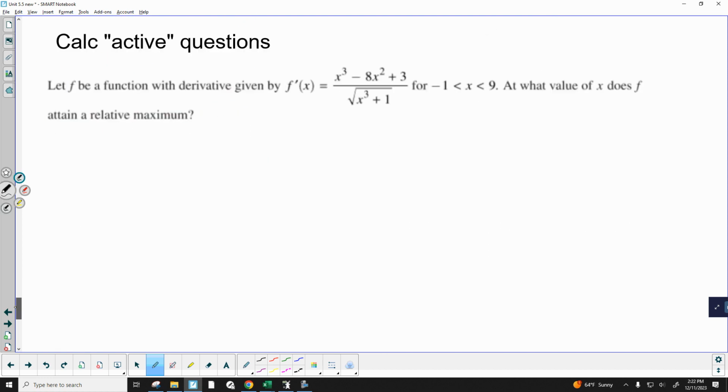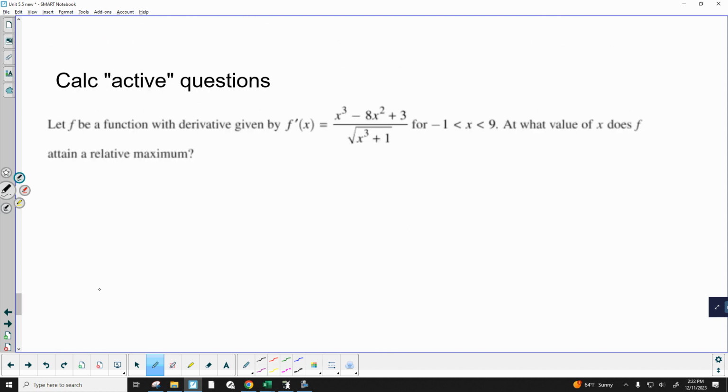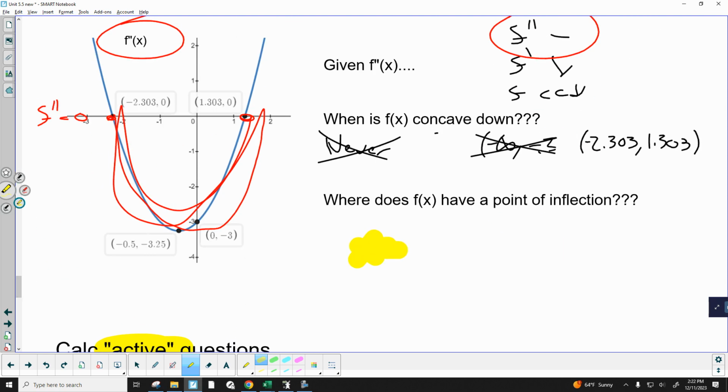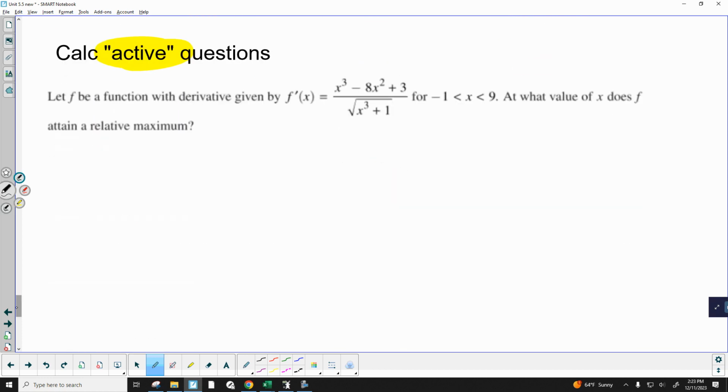Okay. Now, what does the calculator active unit 3 question look like? What's up? Oh, the second part was at 2.303 and at 1.303. Okay. What does the calculator active question look like? Well, it looks like this. No, like, don't do it. I can't.